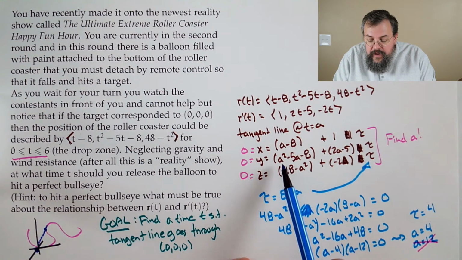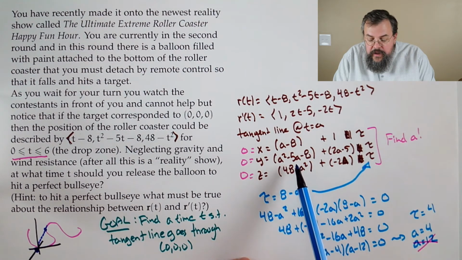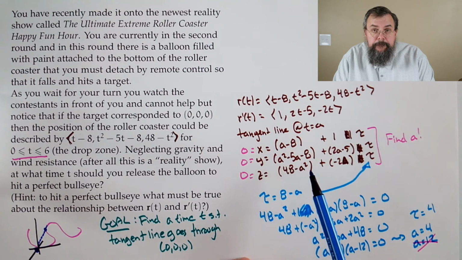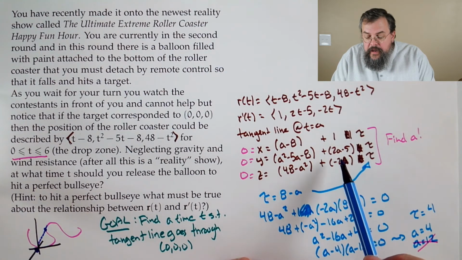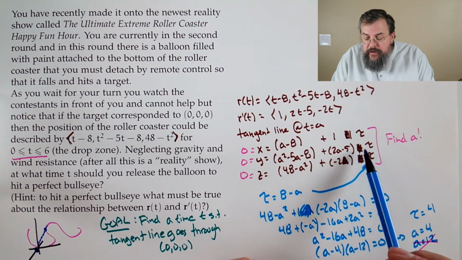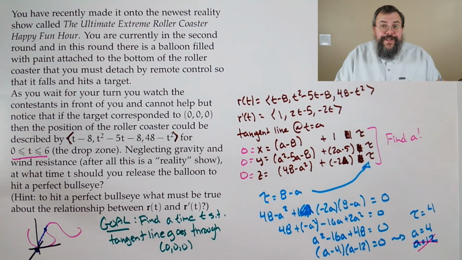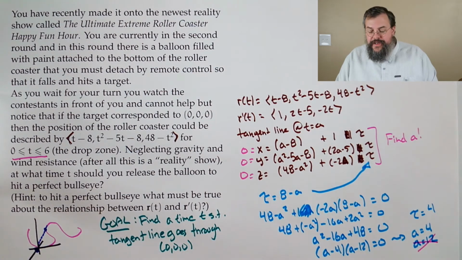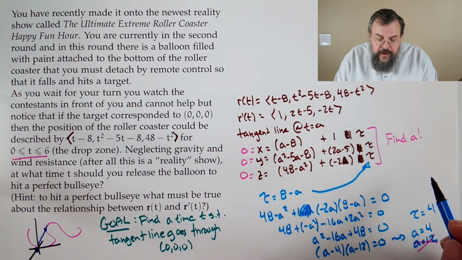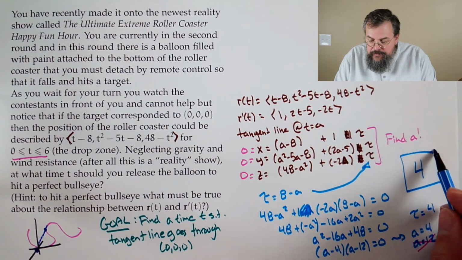So, let's see, 16 minus 20 minus 8. What would that be? Well, it'd be negative 12, right? 16 minus 20 minus 8. Yeah. And here, 2a minus 5, that would be 3. 3 times 4 would be 12. Negative 12 plus 12 is 0. So all the equations work. So we truly do pass through the origin. So our answer is 4. And we're done.